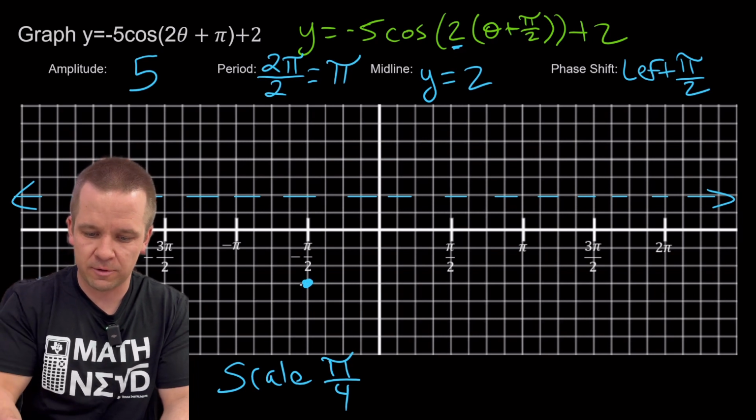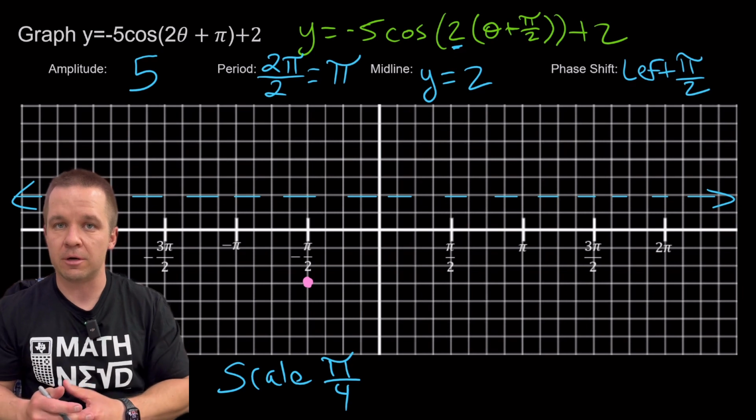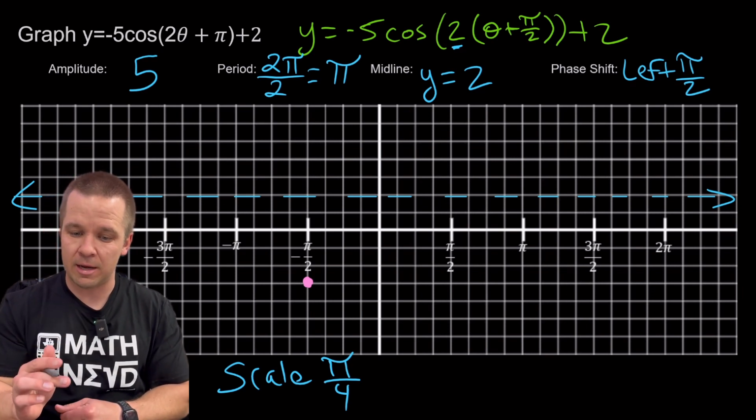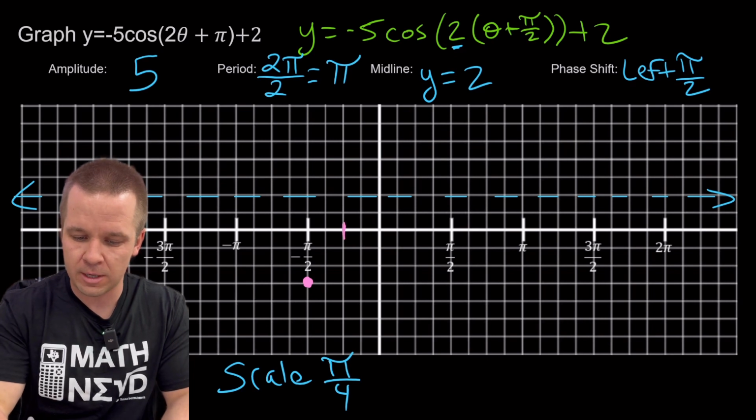And actually, I'll do this in a different color here. 5 below the midline, left, pi over 2. So that's my start point of this cosine function. My next one needs to be on the midline. But how far are we moving? We're moving by pi over 4. So I'm going to add a pi over 4 right here. We'll call this negative pi over 4.